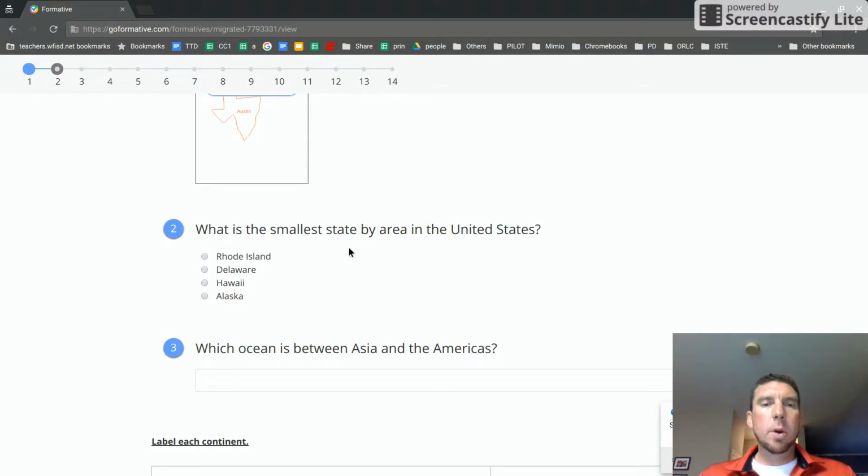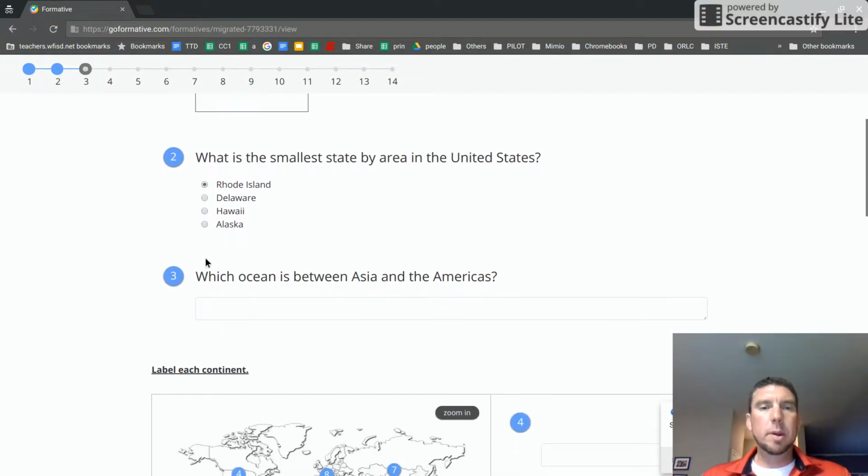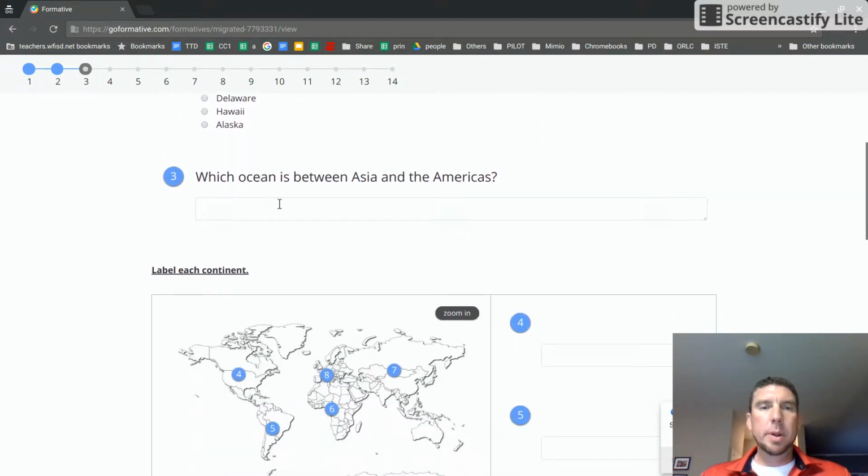Let's look at what is the smallest state by area in the United States. I bet it's Rhode Island. So there's an example of multiple choice. Here we have an open-ended question. What ocean is between Asia and the Americas? Let's type the Pacific.